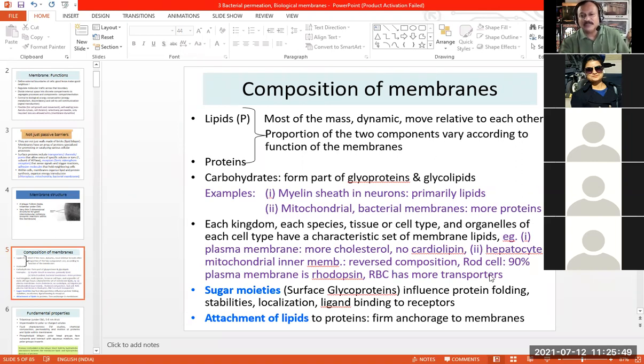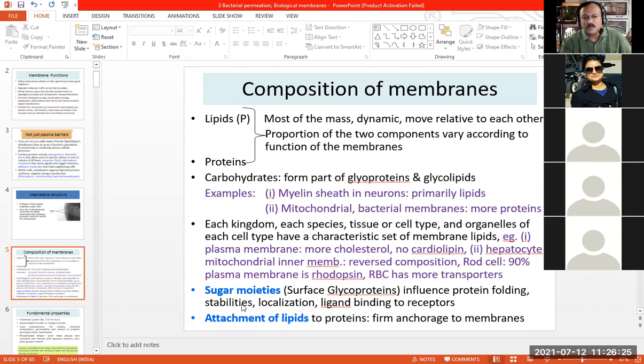If you look at the rod cells in the eyes, okay, that is in the retina, then about 90% of the plasma membrane is a pigment which is called rhodopsin. Okay, and if you look at the RBC membrane, there is a large proportion of a specific type of proteins which are called transporters. So what I want to tell you from this information is that different types of cells will have different membrane compositions. Okay, and that essentially depends upon the type of function that particular cell has to perform.